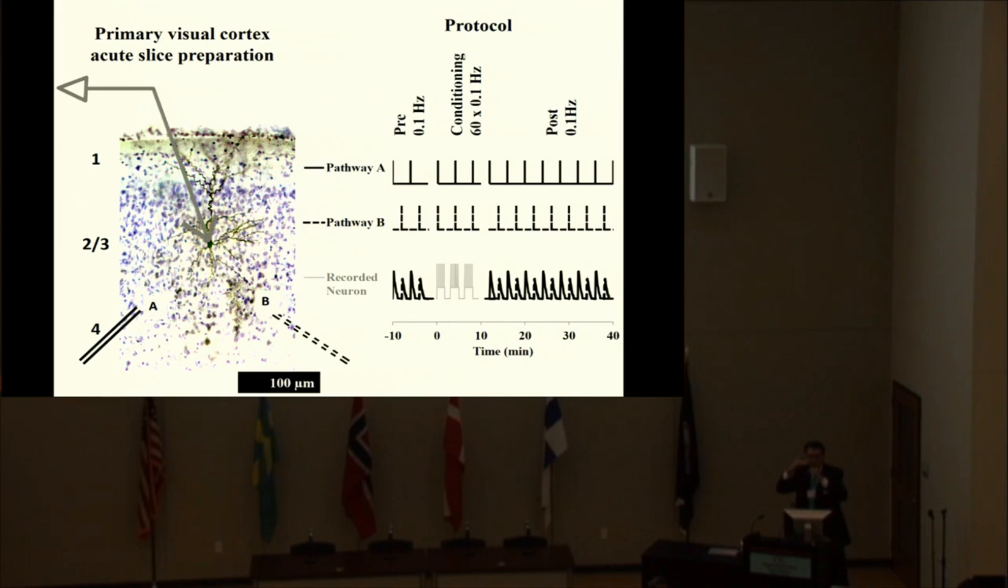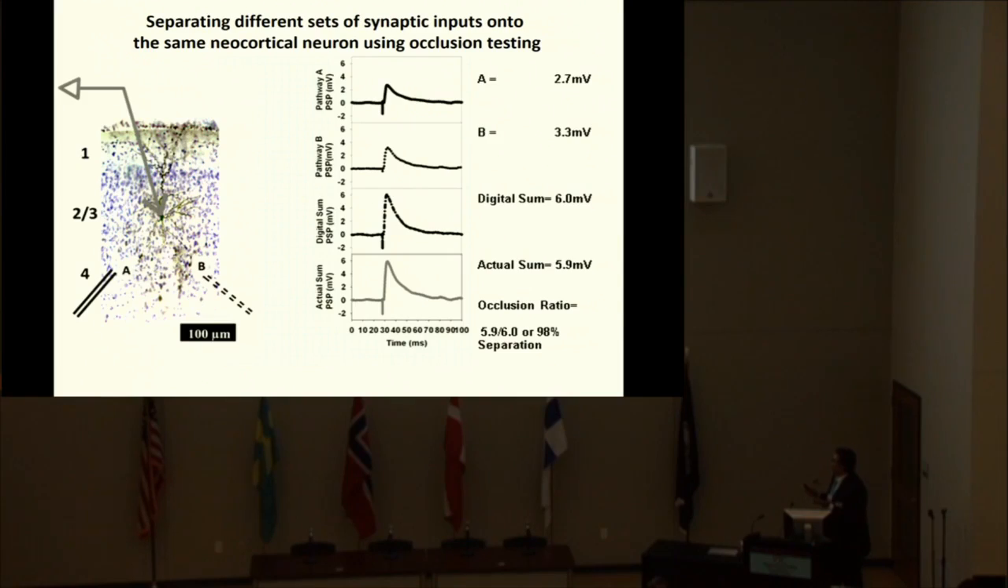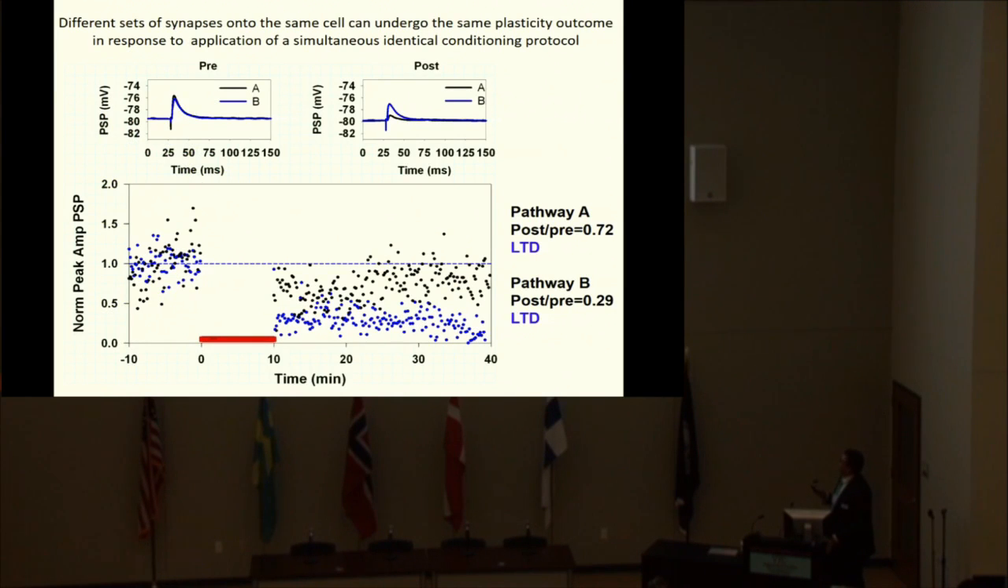Now you've got your control, and now you want to expose them to a conditioning paradigm and ask if they respond dynamically in terms of their plasticity the same way or differently. This is just a methodological slide to show how we separate the inputs using a pretty old-fashioned electrophysiological paradigm called an occlusion test. And I won't go through it in detail, but it works well. So she did the experiments, and here's what she found.